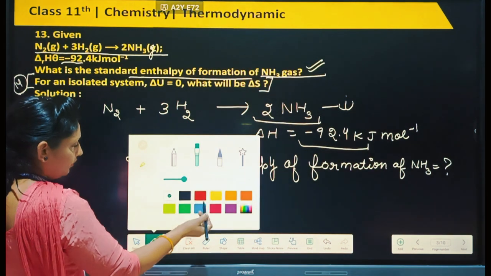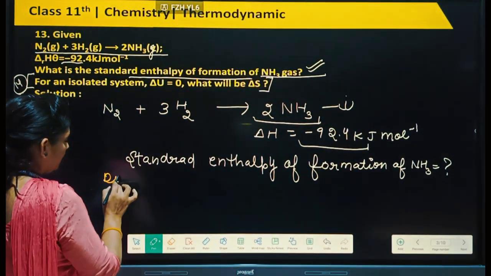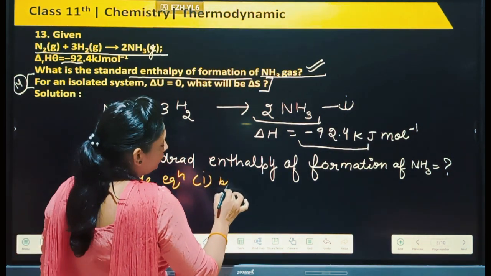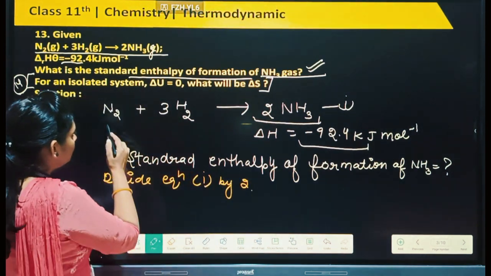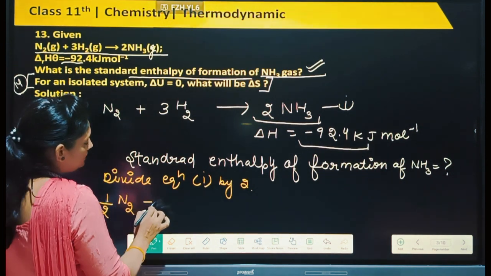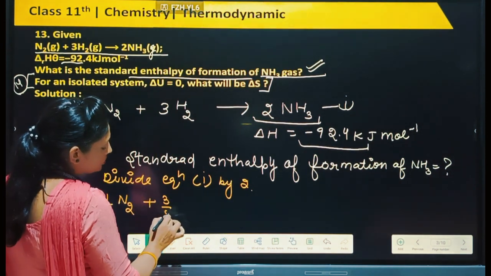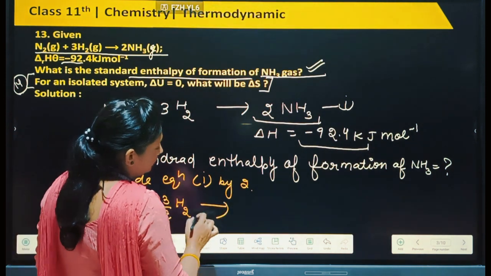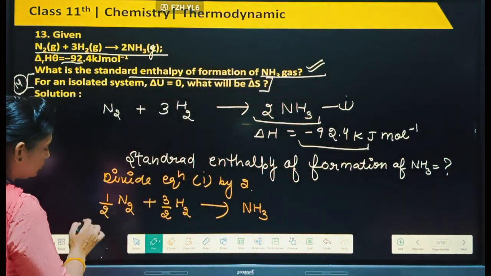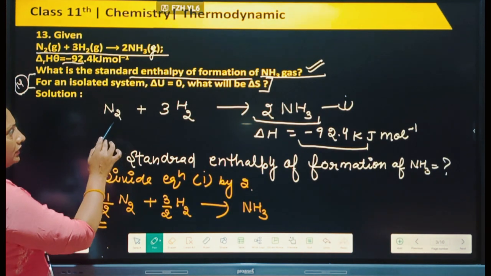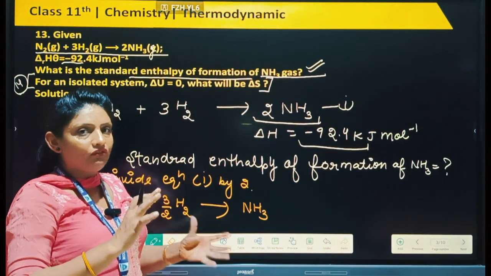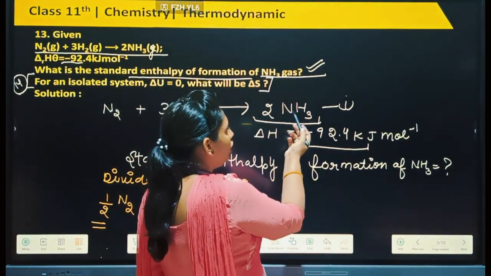So you can divide equation 1 by 2. Then it is half N2 plus 3 by 2 H2, and 2 by 2, 1, so NH3. Then we will get this one, student. Here the original equation shows that when 1 mole of nitrogen gas and 3 moles of hydrogen gas combine with each other, they form 2 moles of ammonia.